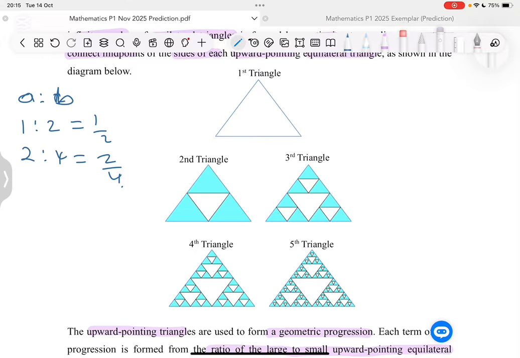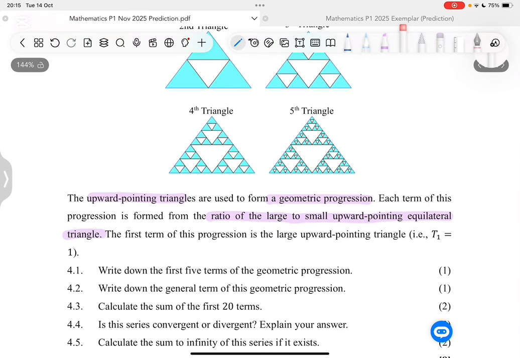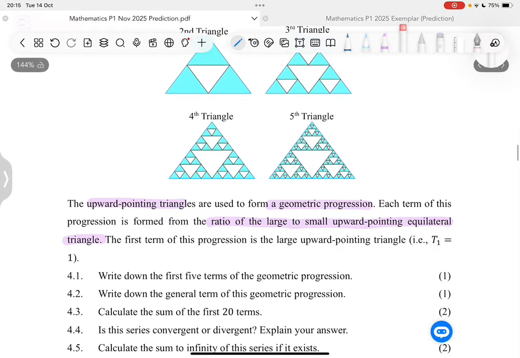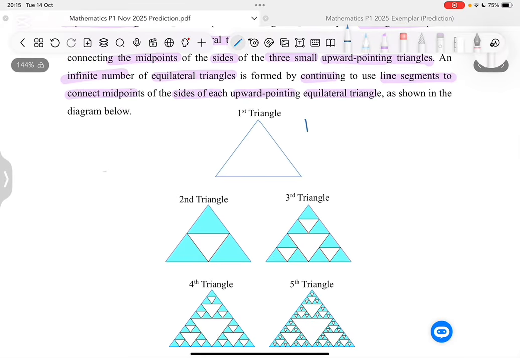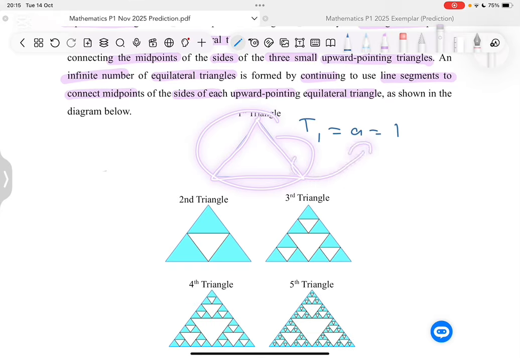So here it means our terms would be a large triangle divided by a small equilateral triangle, and all of them should be upward facing, remember, because we are forming them from the upward facing triangle. Now the question continues to say the first term of this progression is a large upward pointing triangle, which is given by T1 = A. So now what are we saying? We're saying when we want our first term, T1 would be an A and will be given by 1. So meaning our first term, we simply take this large upward facing triangle and we form our first term.